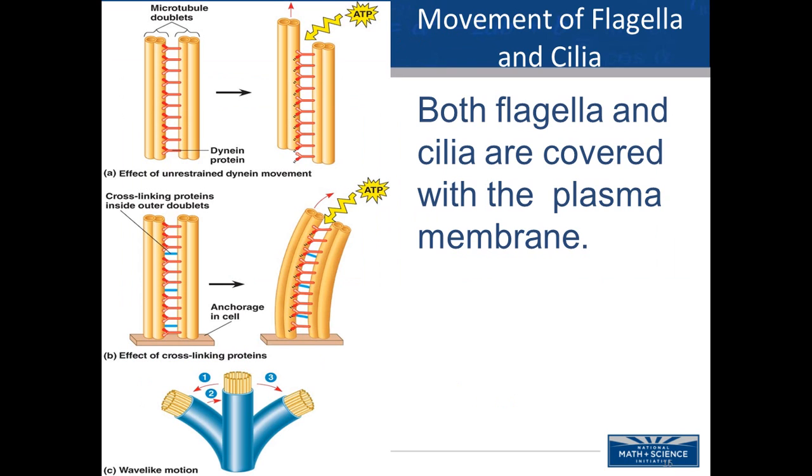As we mentioned before, these structures are both covered with the plasma membrane. And here are those little dynein arms. They have the ability to walk up and down those microtubules, and as they walk, they cause the microtubules to slide past one another, causing them to bend.